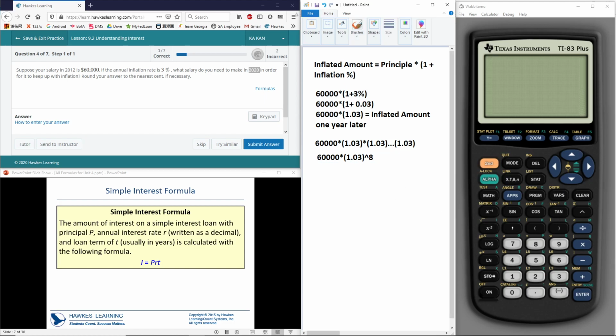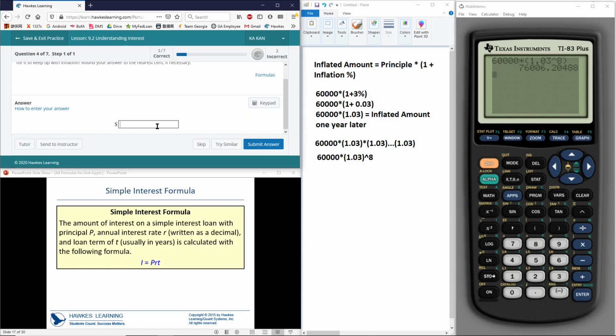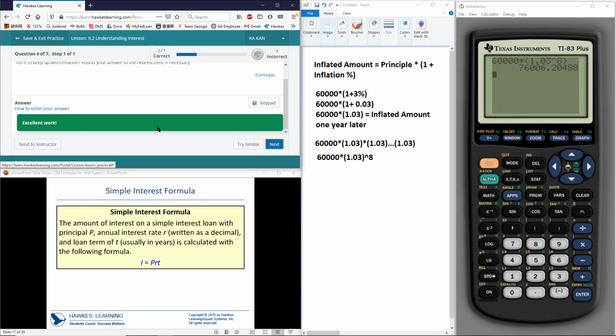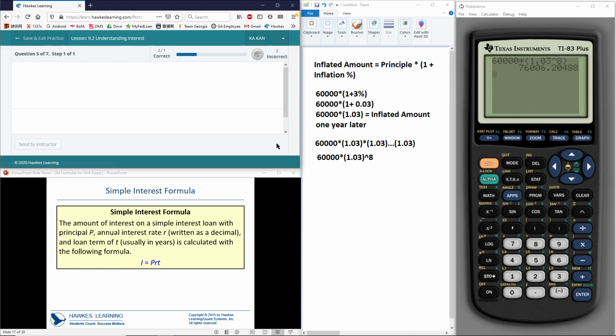You can do whatever you want on the calculator. I would just do 60,000 times parenthesis 1.03, raise it to the 8th power, close parenthesis. And there you go. It's going to be 76,006.20 basically. So just use that formula when you do this one.